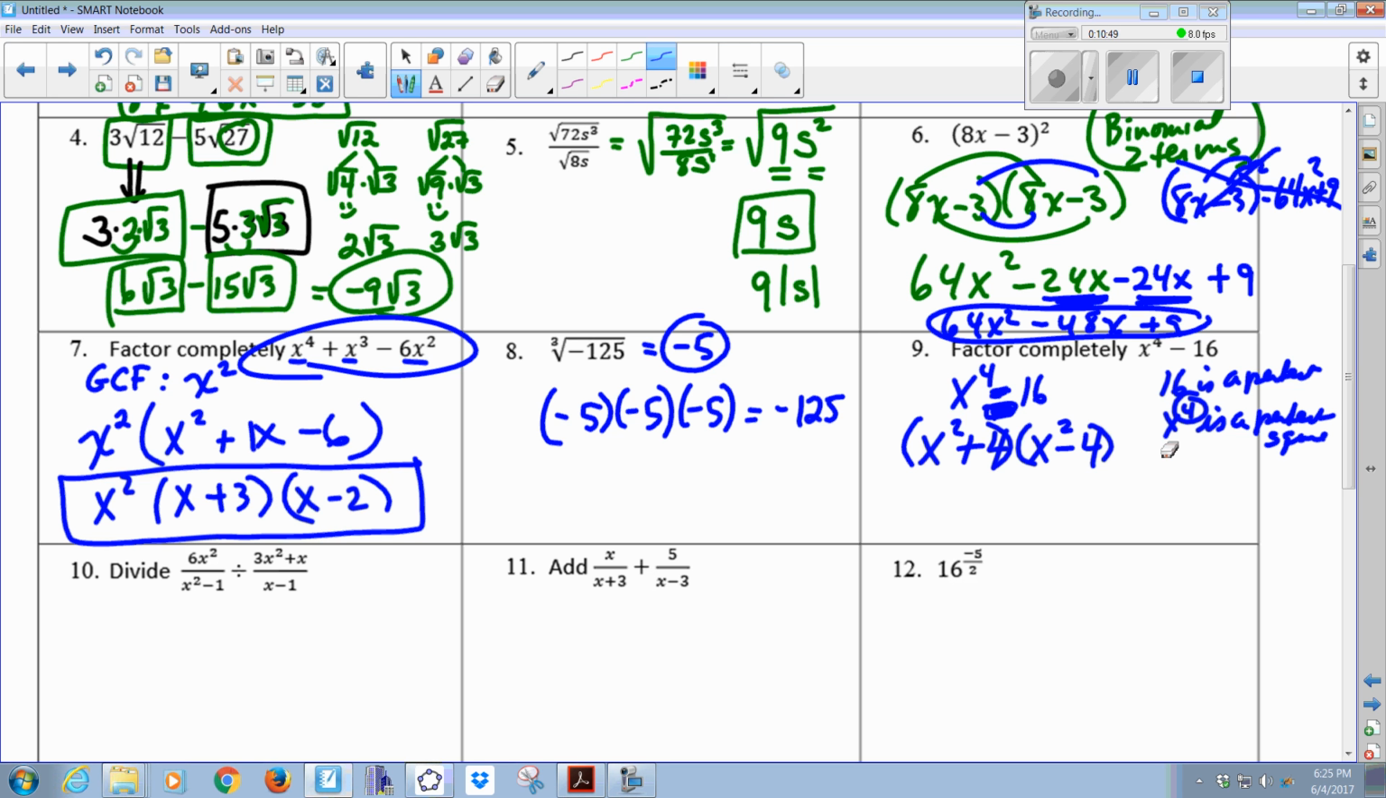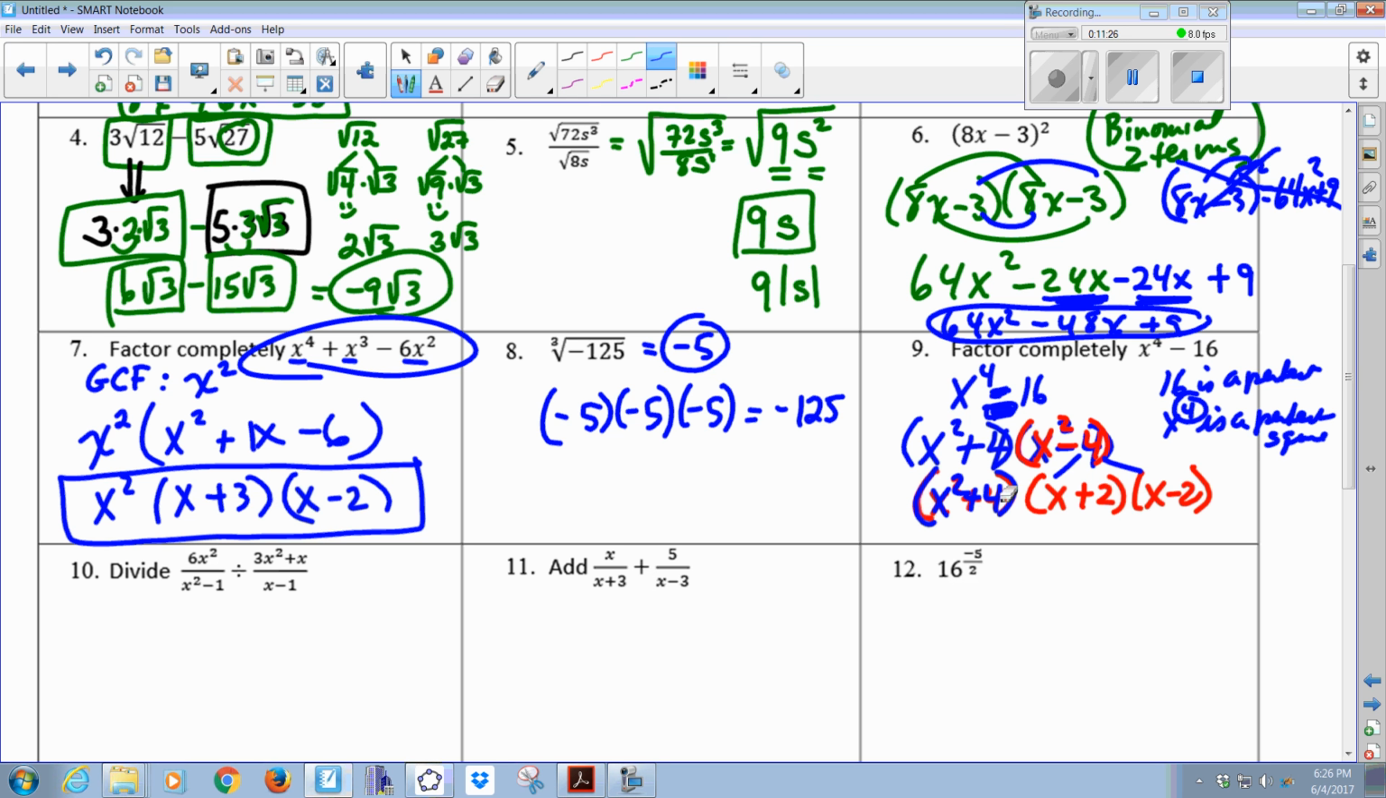Now, you might be happy with yourself and think you're all done, but notice this second factor here is again the difference between 2 perfect squares. So we need to keep going. The first factor cannot be factored any further, but the second factor becomes x plus 2, x minus 2. Okay, so if my colors will work for me here, I'm going to have x squared plus 4. I'm going to keep that the same color. And now this one becomes the two factors, x plus 2, x minus 2.